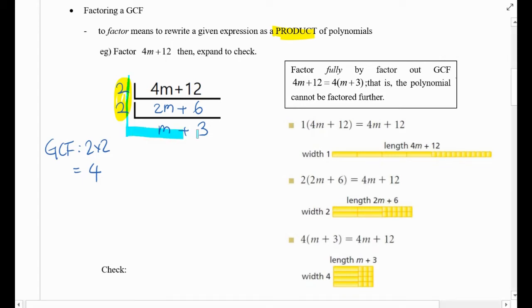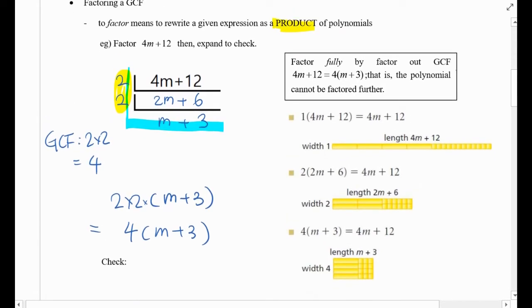So you look at the L shape. Factored form is 2 times 2, m plus 3. 2 times 2 times m plus 3, where 2 times 2 becomes 4. You omit the multiplication sign. It becomes 4 times m plus 3. Alright?